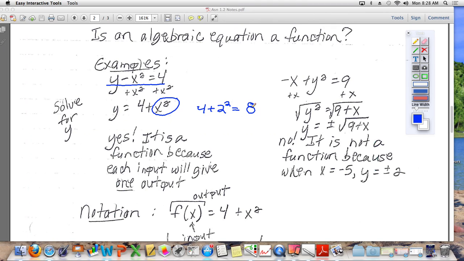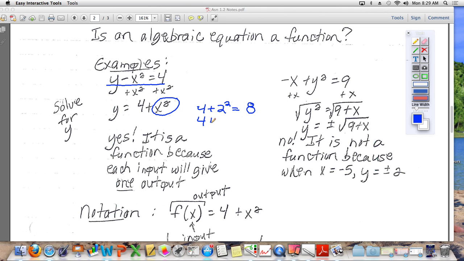So I get one answer, right? Is there any way I could get a different answer by putting a 2 into this equation? This is the only answer I could possibly get. So it's looking like this is a function. But I only tried one number. I only tried a 2. Could I try something else? Let's try a negative number.